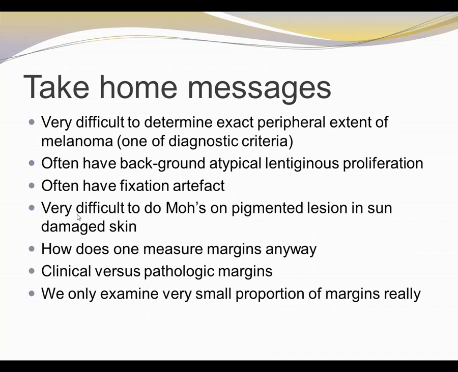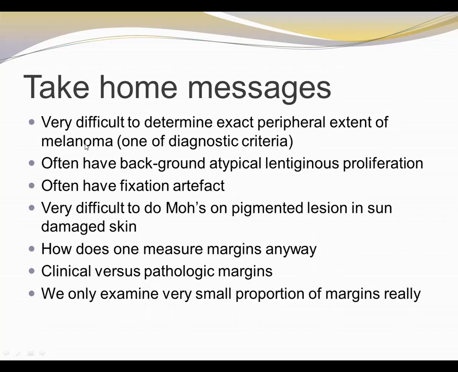The summary of that is that one can imagine how difficult it would be to do Mohs surgery on such a lesion where you don't even know which are the malignant melanocytes and which are just the atypical lentiginous proliferation and which are the normal melanocytes. It would be very difficult to determine which melanocytes are at a margin. As I've said, how does one measure margins anyway? The other issue, obviously, with melanomas is to keep in mind that the margins recommended are clinical rather than pathological margins. And the final point is that we only examine a very small proportion of the margins anyway. We're probably examining less than 1% of the margins.